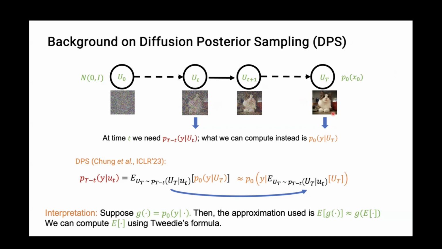Okay. You want to compute the average of something. Instead, you take that something and put in the average. That's what mathematically is happening here. But this leads to bias. Yes.